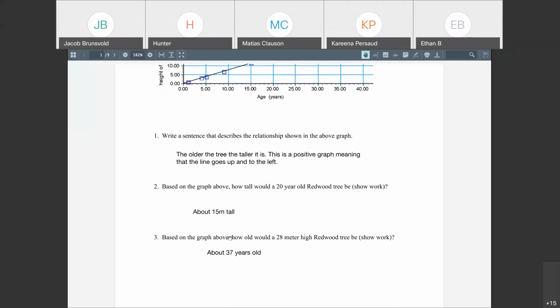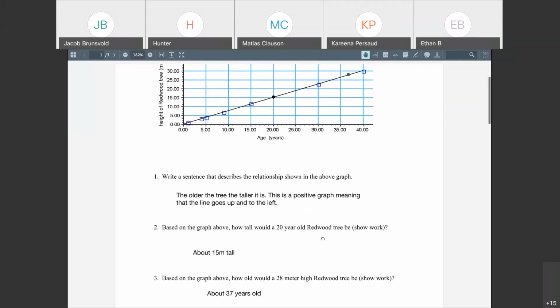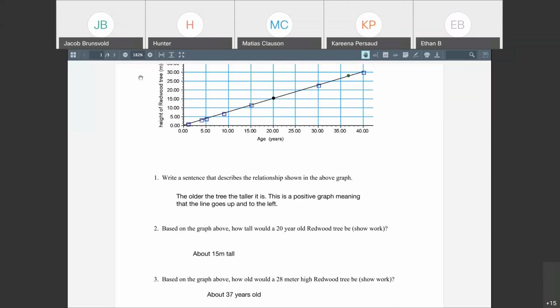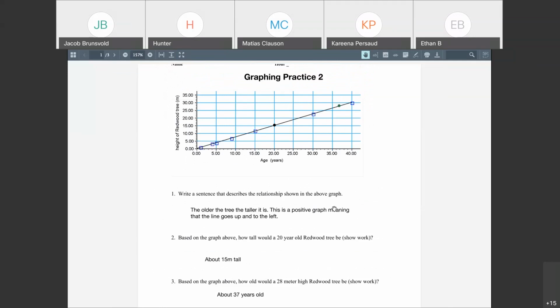Based on the graph above, about how old would a 28-meter high redwood tree be? And for those of you who have never seen a redwood tree, they are enormous. They get up to over 100 feet tall. Okay, so how old would a 28-meter high redwood tree be?